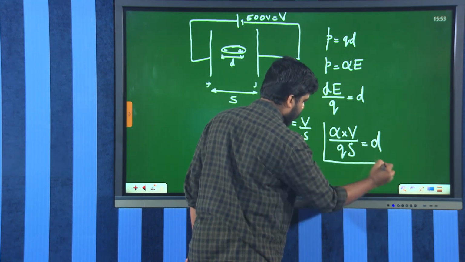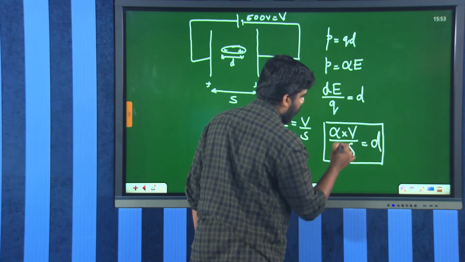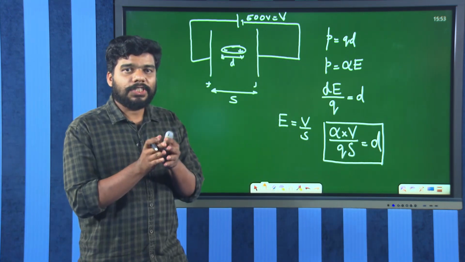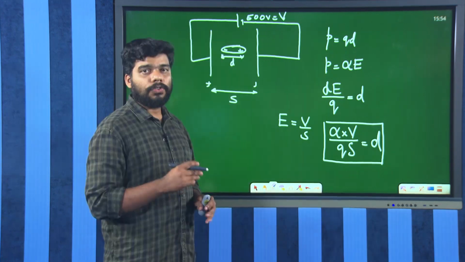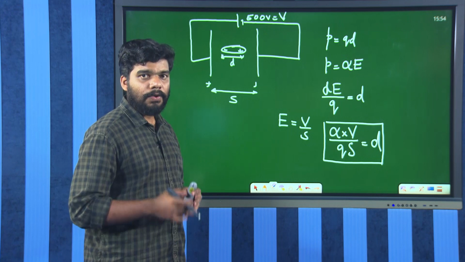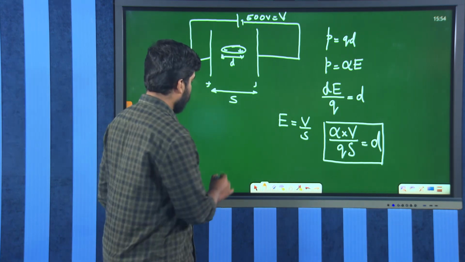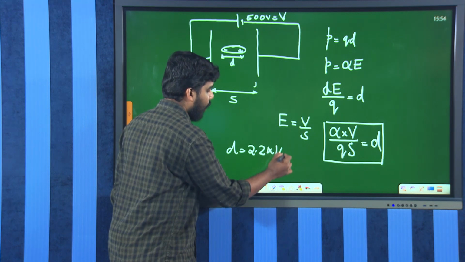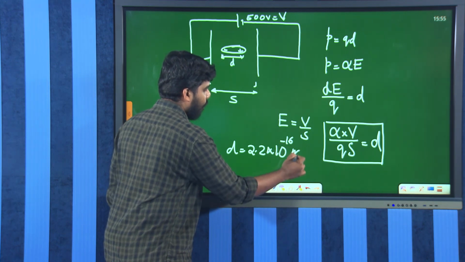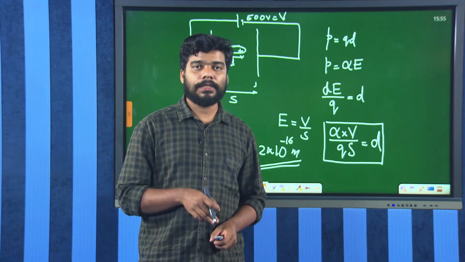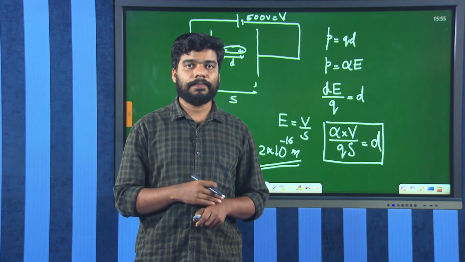So getting the data of alpha, V, Q and S, you can find out how much these charges are separated. On substituting the values for alpha, V, Q and S, we find the dipole length D is equal to 2.2 into 10 raised to minus 16 meter. So this much small distance the charges will separate.